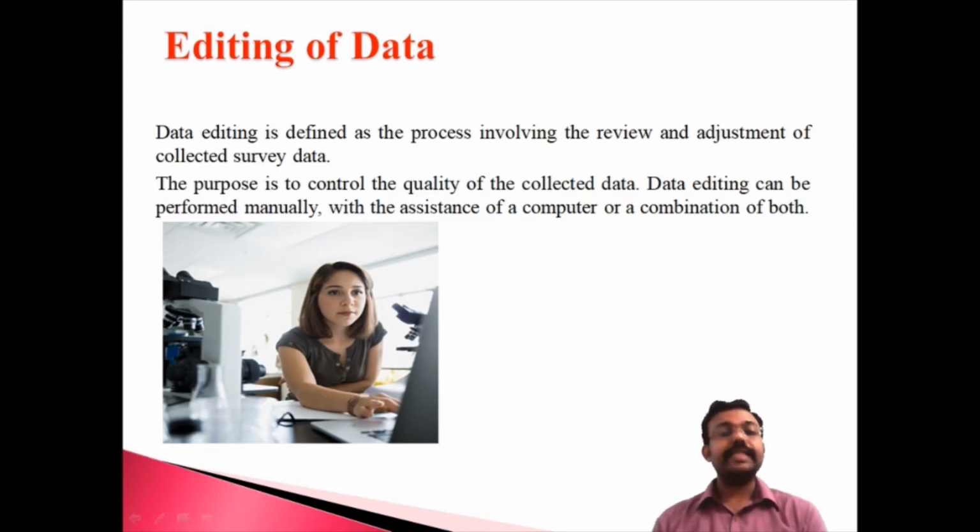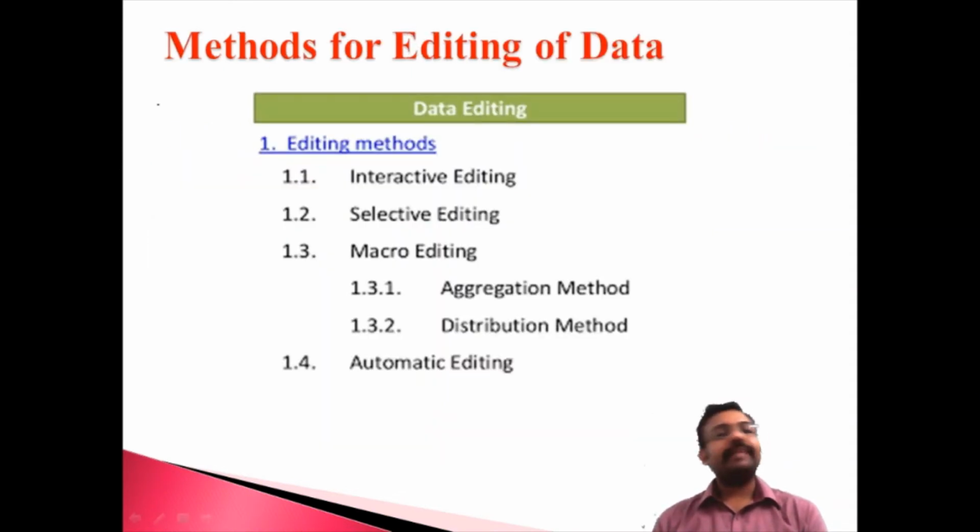So editing is an essential element in the research activity. And what are the methods of editing? The researchers argue that there are a lot of methods of editing. I am discussing some important methods of editing. The first important category of editing is interactive editing, the second one is selective editing, the third one is macro editing, and the fourth one is automatic editing.